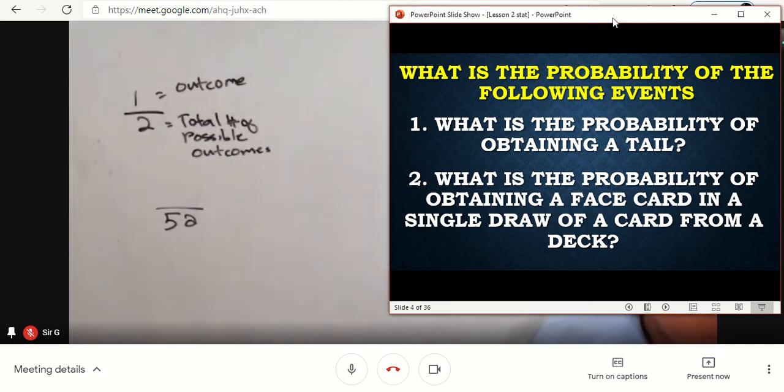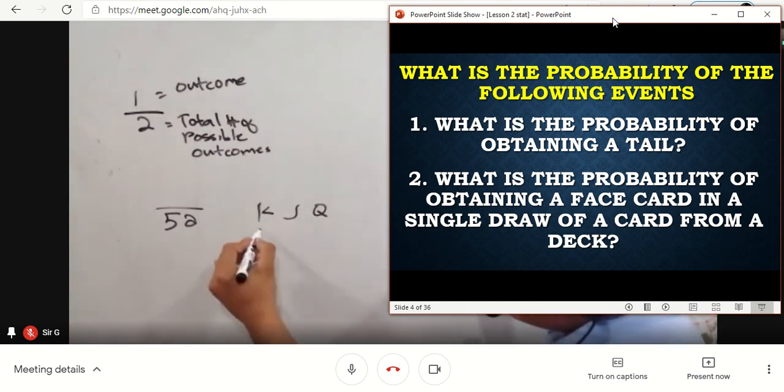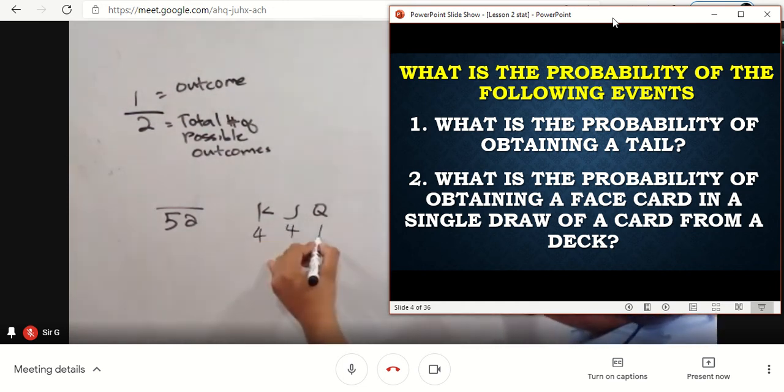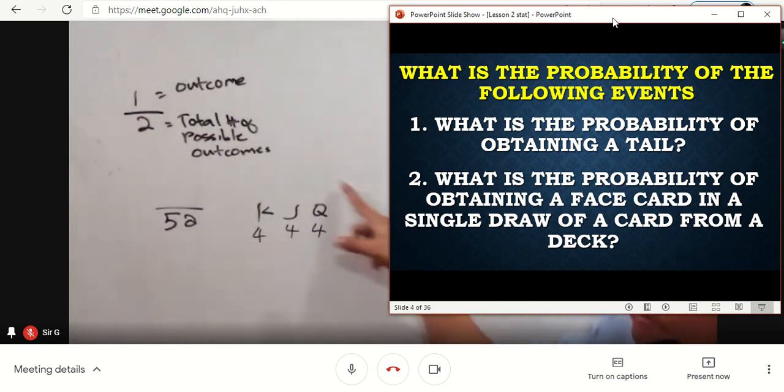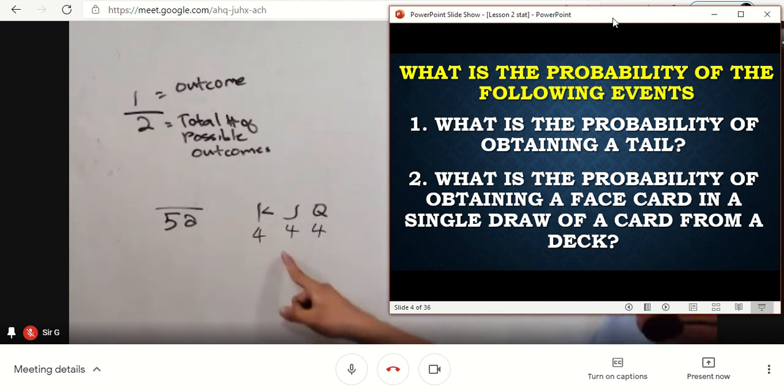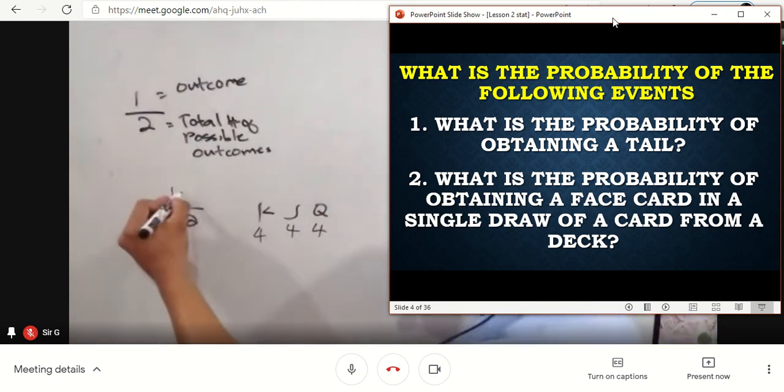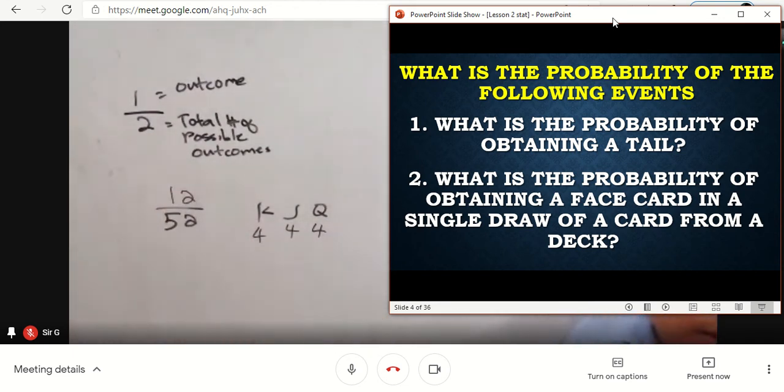Now, how about the face card? Ilan ba ang face card na meron tayo? Mga face card kasi ito yung mga king, yung mga jack, and also yung mga queen. How many king do we have? Meron yong 4. 4 rin ang jack, 4 rin ang queen. So, therefore, ilan lahat ang face card natin? 4 plus 4 plus 4 is equal to 12. So, therefore, the probability of obtaining a face card in a single draw of card from a deck is 12/52.